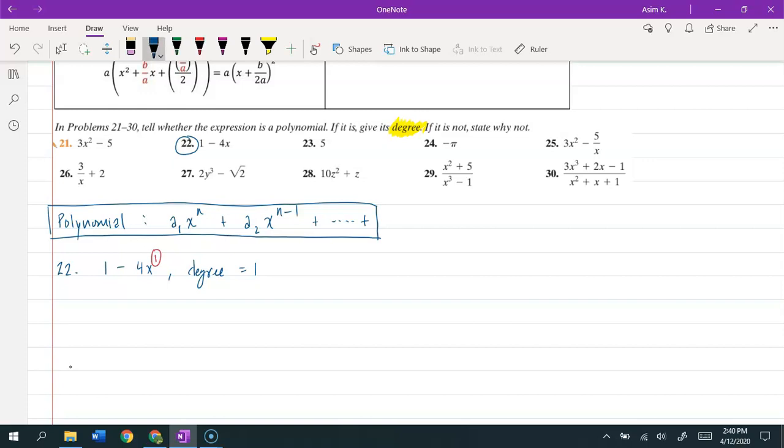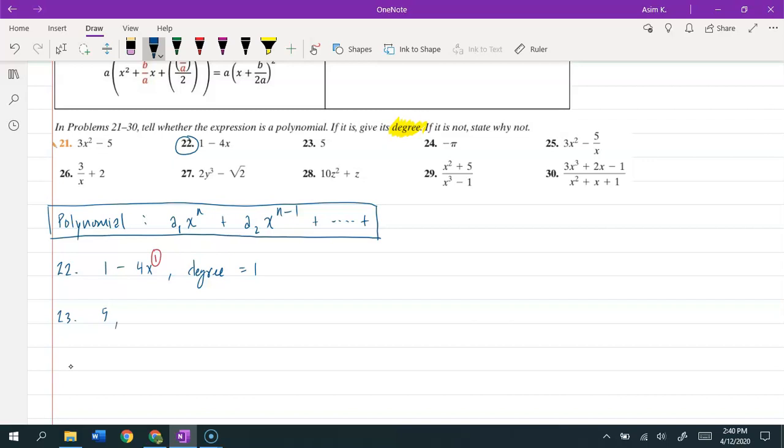Let's go to number 24. All right, number 24. And number 24 says, actually, let's try number 23. All right, let's try number 23 here. So number 23 says that you've got the number 5, right? Is the number 5 a polynomial? Yes, you can have just numbers. There's nothing wrong with that. They can be polynomials, right? So if it's just a number, it's fine.